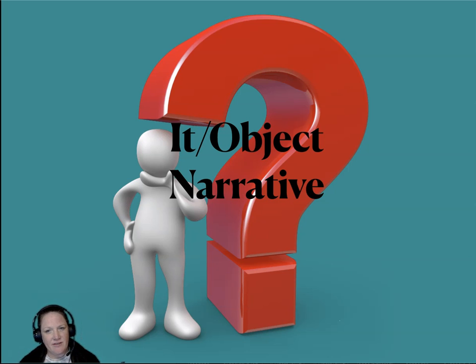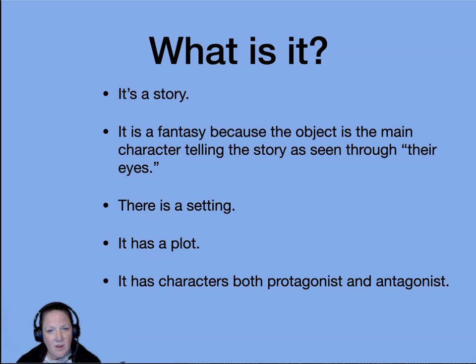Objective narrative. Today you are going to work on writing a narrative, and this particular narrative is going to be where the object is the main character. It is sometimes called the it narrative or the object narrative. What is it? Well, first of all, it's a story. That's what narratives are. They're stories. And in this situation, it is a fantasy because the object is the main character telling the story as seen through their eyes.